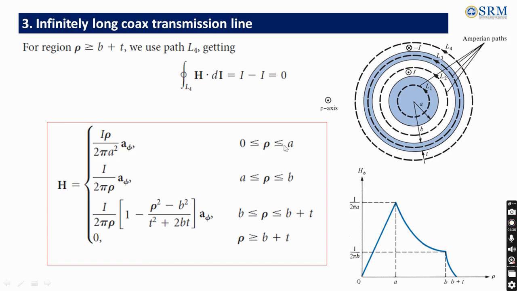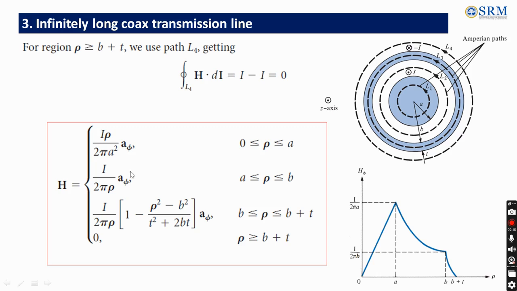So all four Ampere path regions are given here along with the magnetic field intensity values. If you can see, the magnetic field intensity is along the a phi direction, along the azimuth angle only. Okay, that is the path, right? This path is along the azimuthal path. So the same is plotted as a graph, taking the radius along the x-axis and the magnetic field intensity along the y-axis. Initially it is linearly increasing with respect to rho.